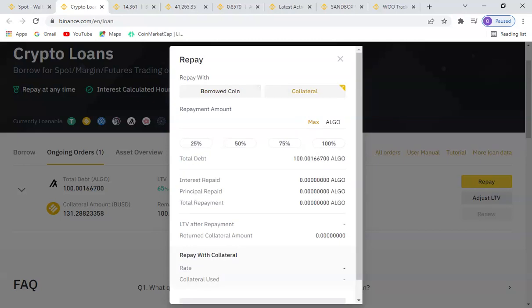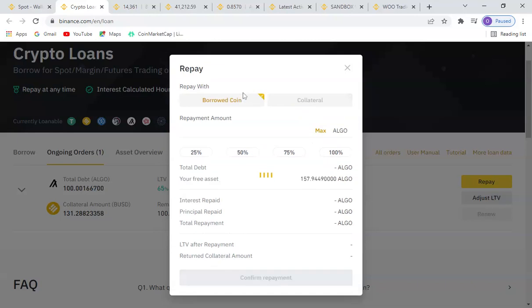Whichever one you want to pay, most users will decide to pay with the borrowed coin, depending on the reason why they collected the facility. So click on Max to pay, and take note that your free asset needs to be higher than your total debt when repaying your loan. You can now click on confirm repayment, and you will get a return of 131.280 USD.